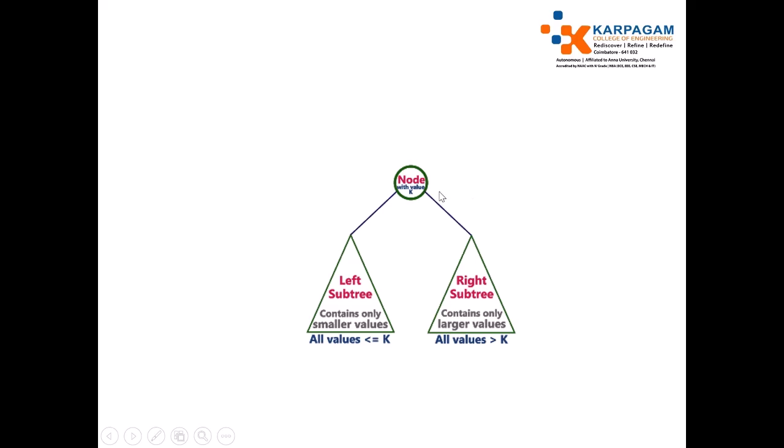For example, you have a tree which contains a left subtree and right subtree, and we have a root node. Consider the root node has a key value k. The elements which are less than or equal to k are placed in the left subtree, and elements which are greater than the key are placed in the right side. This is the concept behind binary search tree. We perform insertion, deletion, searching, and other operations based on this property.